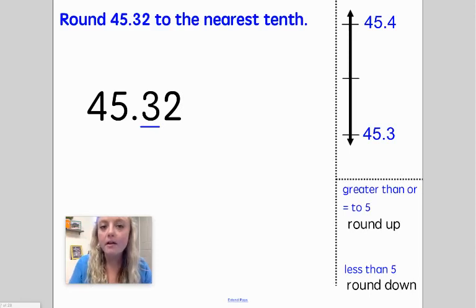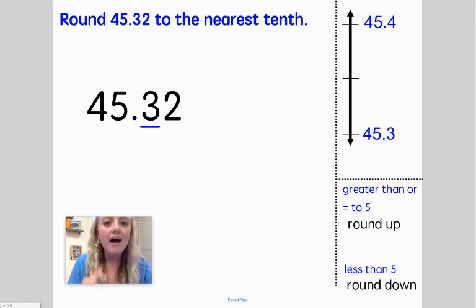Let's look at a couple of examples of rounding decimals. I'm going to remind you about two strategies. I want you to pick the one that you like best and kind of stick with it. But let's refresh our brains and review both methods, okay? Let's start with the number line.